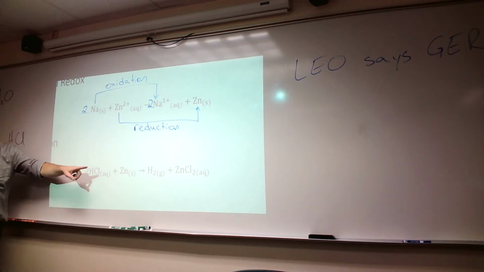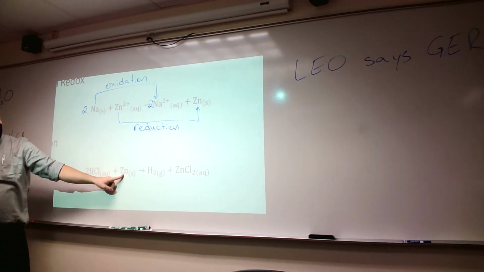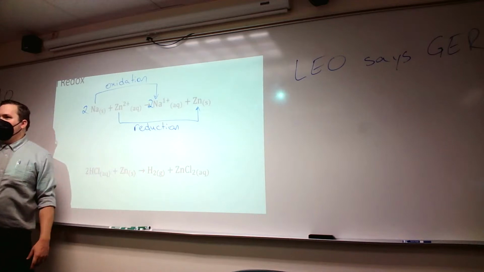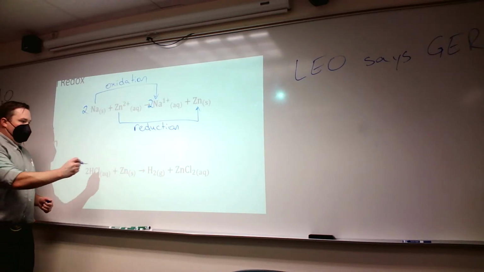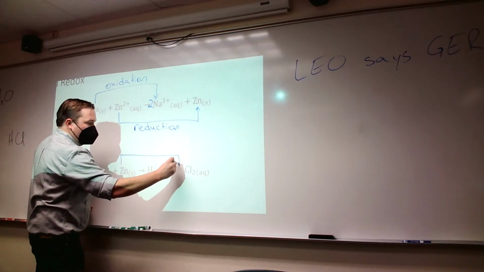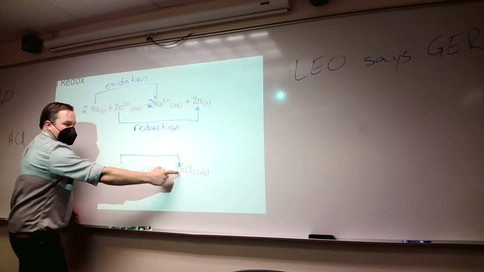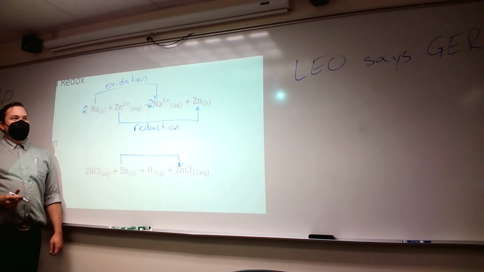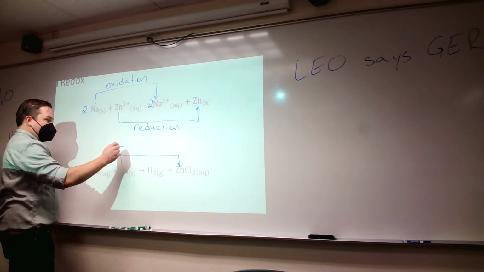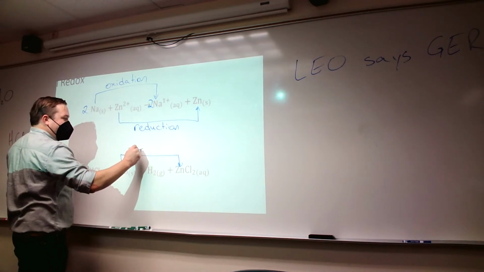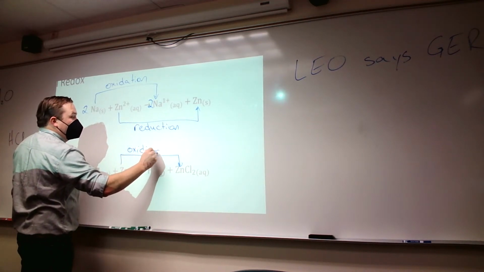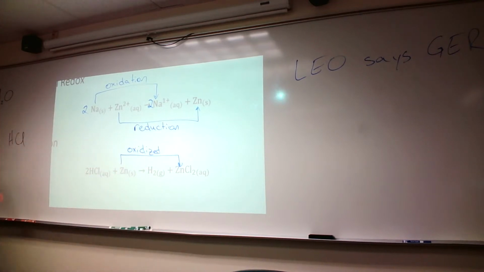If the zinc is going from neutral to +2, is that oxidized or reduced? Reduced. 0 to +2, oxidized. No, wait, yeah, oxidized.